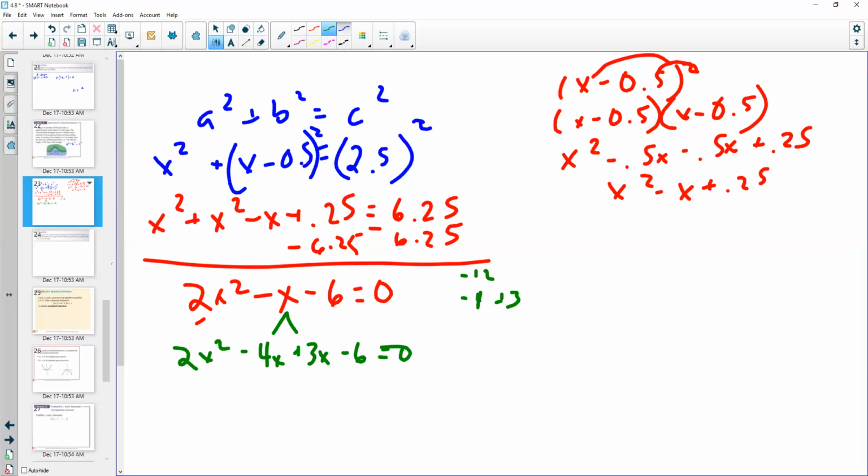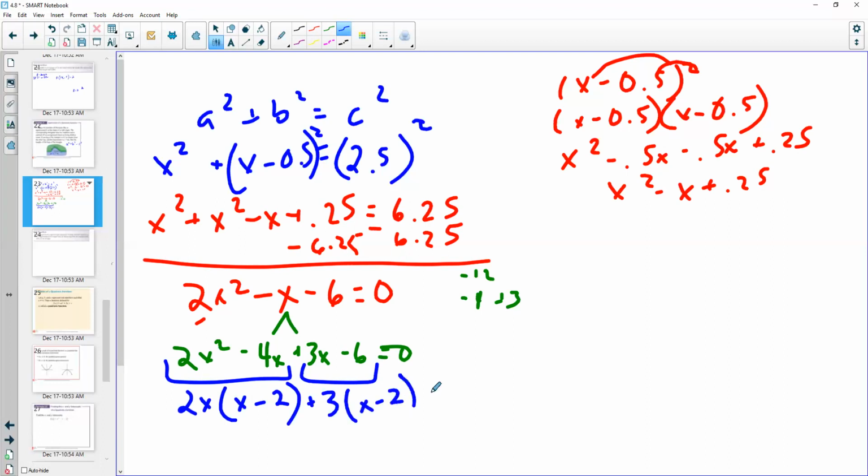And now what? We factor by groups, right? Here's a group. Here's a group. So then I'm going to take a 2x out of the first one. That's going to give me x minus 2. I'm going to take a 3 out of the second one. Going to give me x minus 2. Common binomial to the front, x minus 2. And collect what's left: 2x plus 3 equals 0.